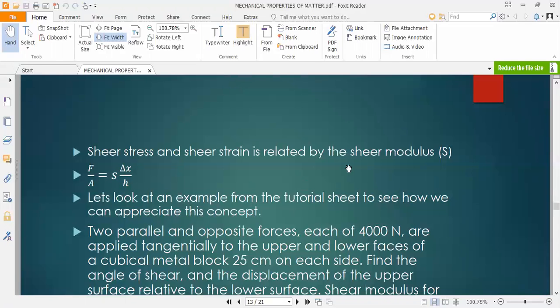And this constant of proportionality is called shearing modulus. So we have to be able to differentiate these things. We know that we are dealing with different things here. When we talk about shearing stress and shearing strain, the relationship is needed.